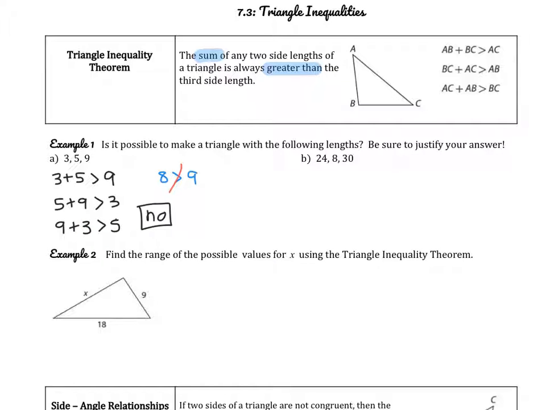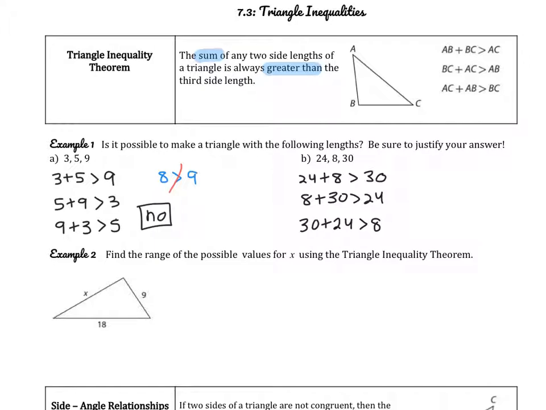Okay, let's try this next one. Again, let's set up all three inequalities. 24 plus 8 is greater than 30. 8 plus 30 is greater than 24. And 30 plus 24 is greater than 8. So let's double check this together.